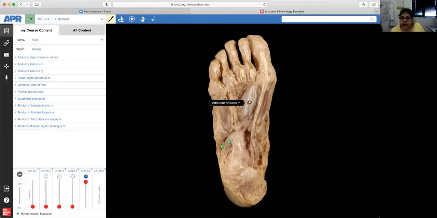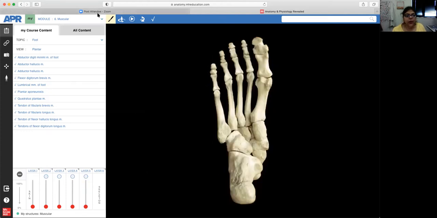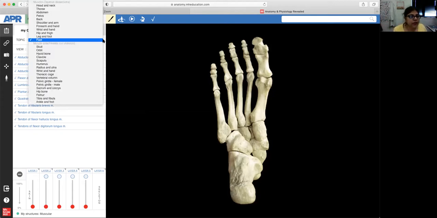All right, what do we see here? Adductor hallucis. This is the muscle that's going to help you move your big toe toward the foot, right? Adductor. And then tendon of fibularis longus, tendon of fibularis brevis. By now, you know there are certain common words we use: longus, brevis, extensor, flexor, minimus, maximus. Or adductor versus abductor. Those are things you can associate with the muscle or the bone, and maybe it'll help you memorize all the parts.